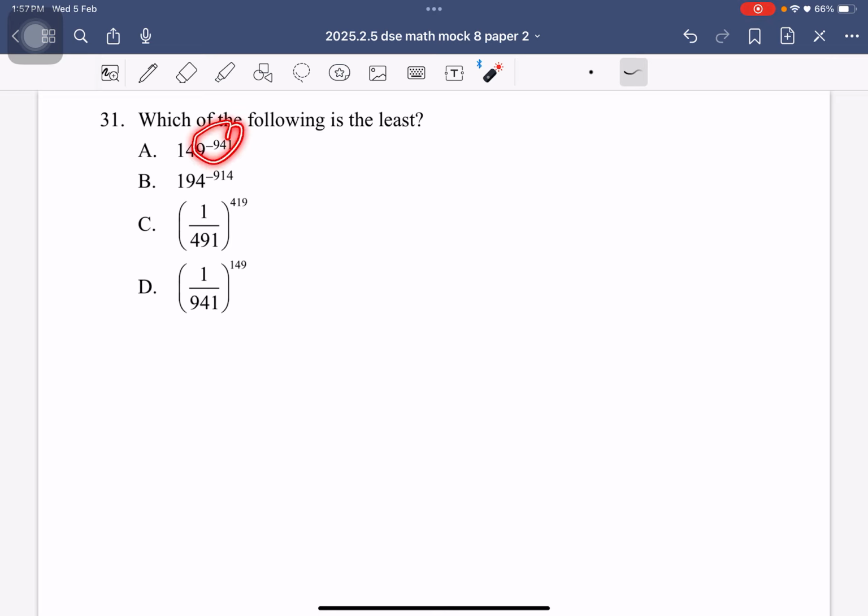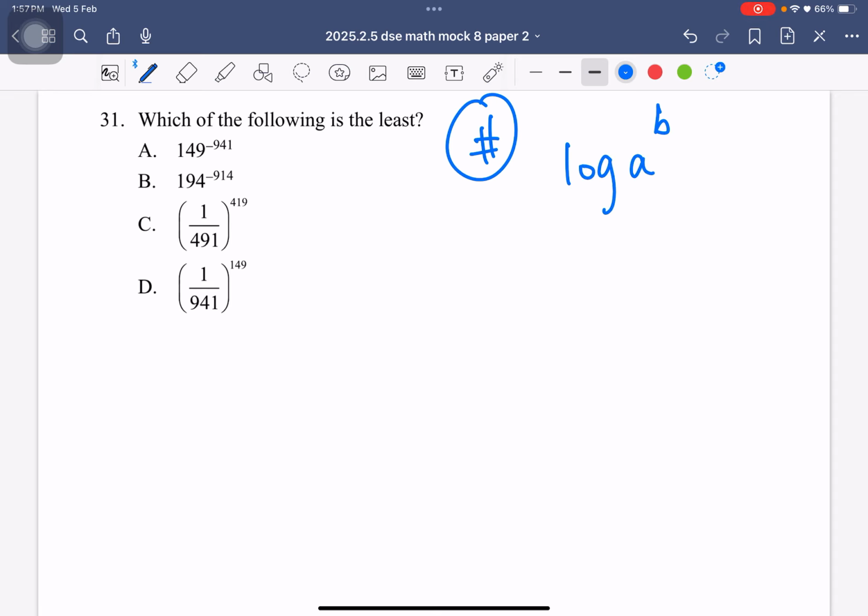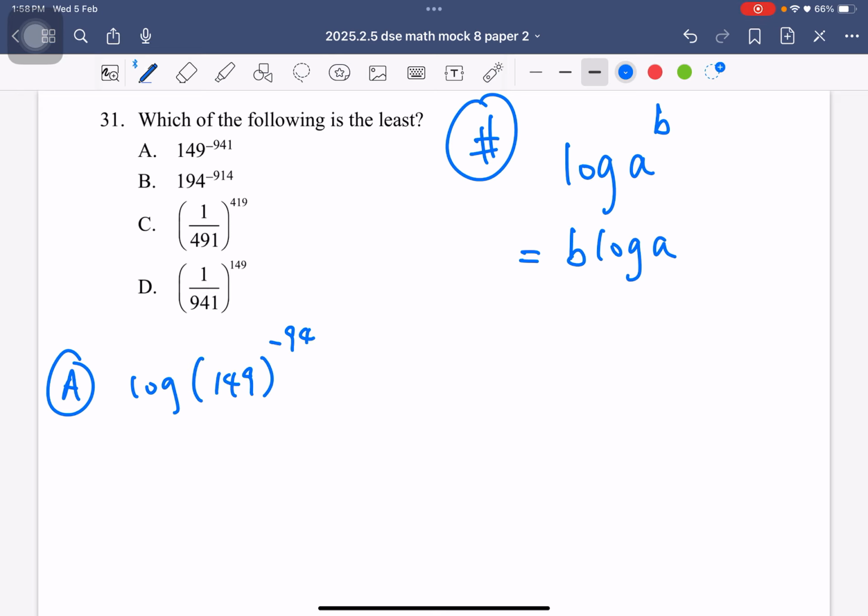When you see the power is a very large number, you just need to think one thing, which is log. First of all, remember that log a to the power of b is equal to b log a, which means you just calculate all of them by taking a log. So log 149 to the power of negative 941 is equal to negative 941 times log 149.